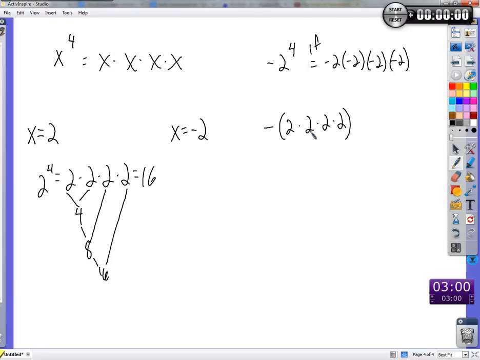The order of operations that we currently use would tell me to do this. It would tell me this is 2 raised to the 4th, this is multiplication by a negative 1, right? I do exponents before multiplication. So I would do this if I were following strictly. How can I make sure that negative 2 gets included in the 4th power?